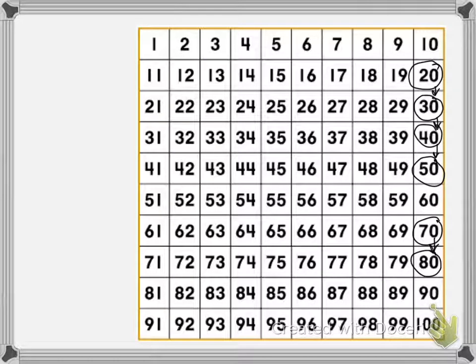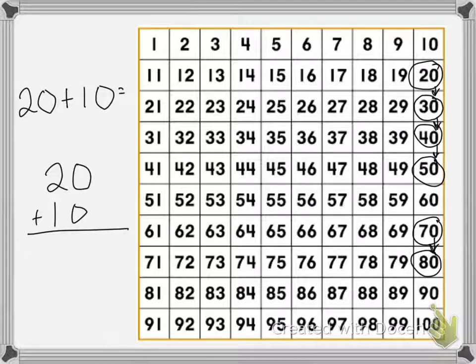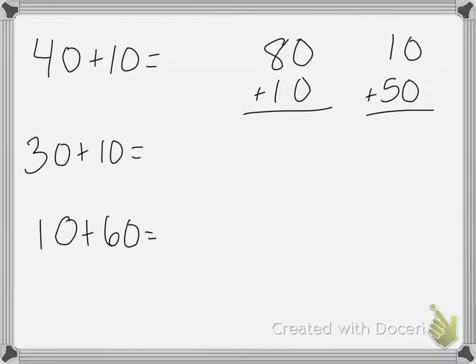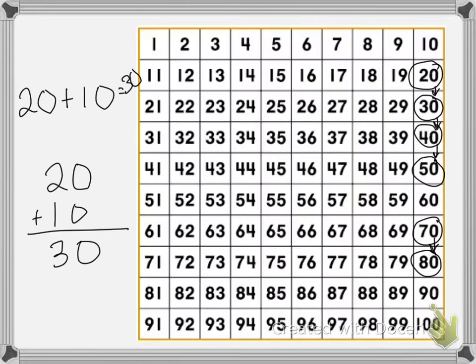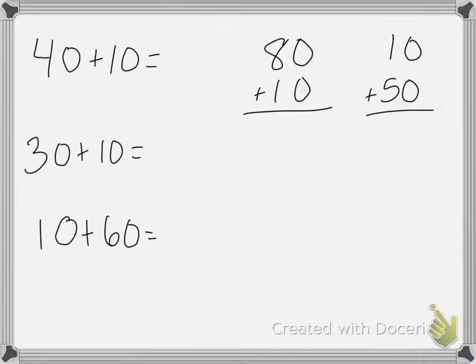Now I can write 20 and 10 more like this: 20 plus 10. Okay. So remember, 20 plus 10 equals 30. All right. So let's find 40 plus 10. Well, if we look at my numbers chart and I find 40, 40 plus 10 is 50. So I would write that equals 50.